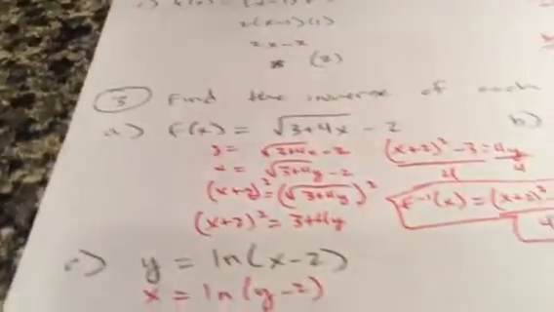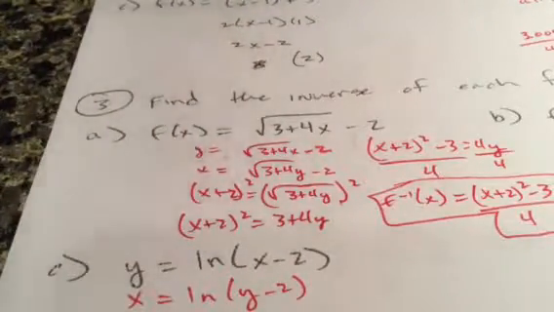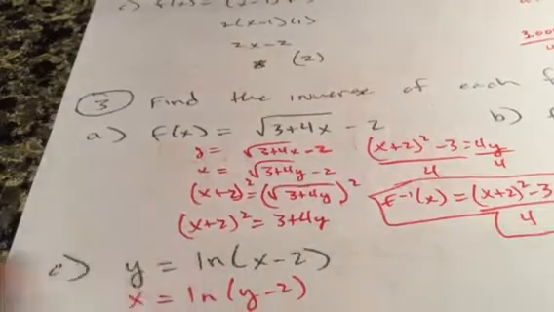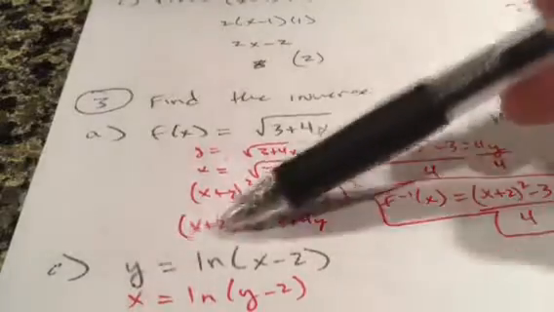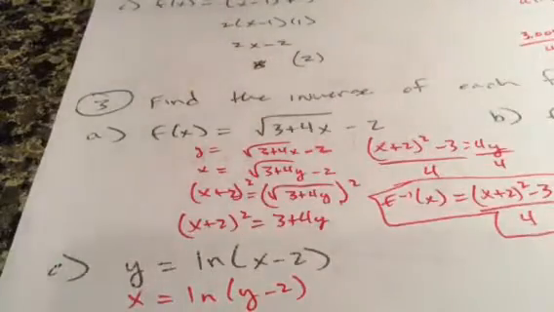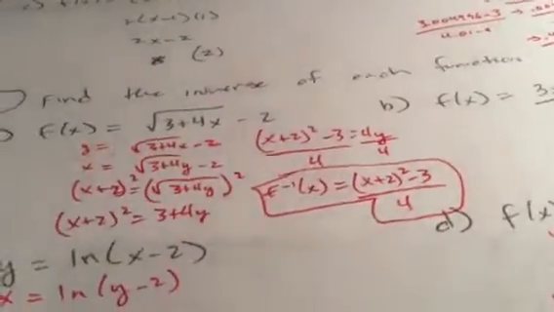All right, take a look at 3. 3A, interchange x and y. You're going to move 2 over like I did right there. Going to move 2 over first and then square everything. Then you're just going to subtract 3 and then divide by 4. So we're going to write it as f inverse.